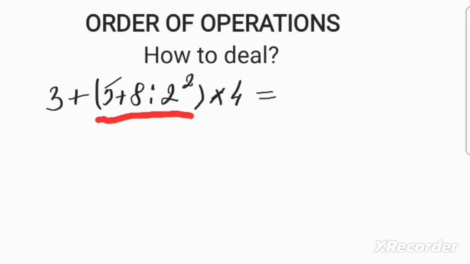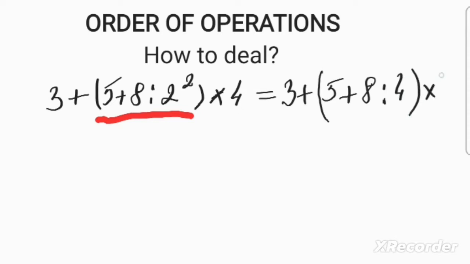So let's see. We will copy everything until the bracket. So we have 3 plus bracket remains 5 plus 8 divided by 2 power 2, which means 2 times 2, which is 4. Yes, close the bracket, multiply by 4. Yes, so now we don't have the power number. Let's go further.